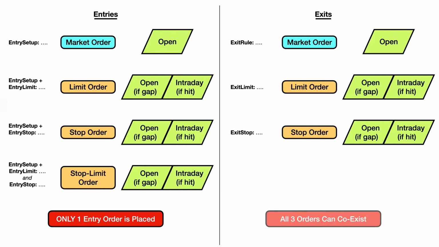Importantly, all 3 of these orders, exit rule, exit limit, exit stop, a market order, a limit order and a stop order, can coexist at the same time. And whether each one will be triggered will depend on the conditions, so they will be processed in order.